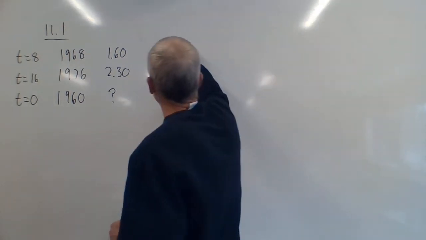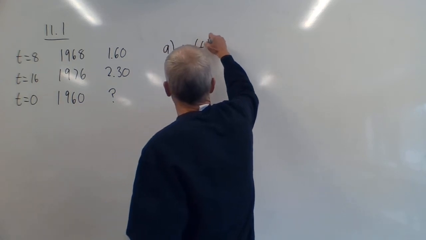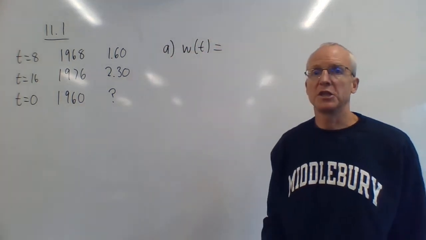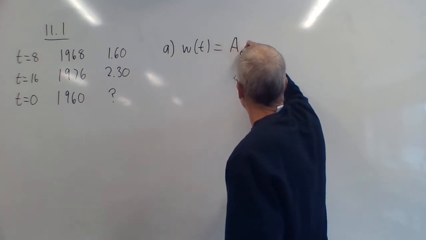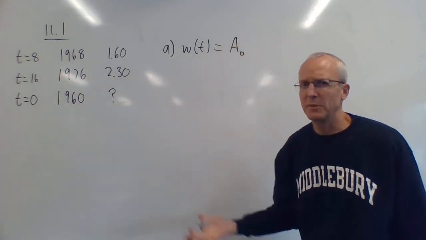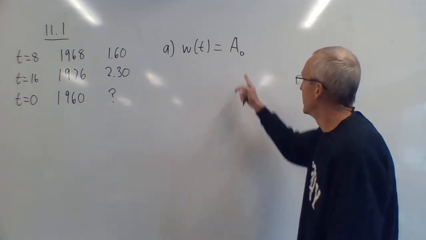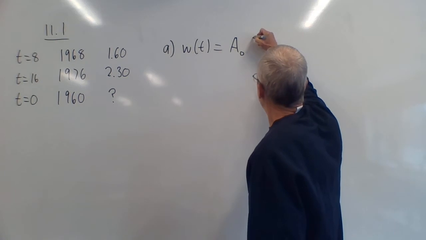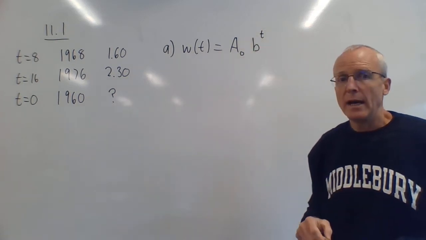So part A then says, what is the wage as a function of time if we assume an exponential model? And exponential models are the amount at time 0, or the wage in this case. I could put a W there for wage, but this is the way that we wrote it last chapter, so whatever. Whatever it was at 0 times some base to the t, to the time.